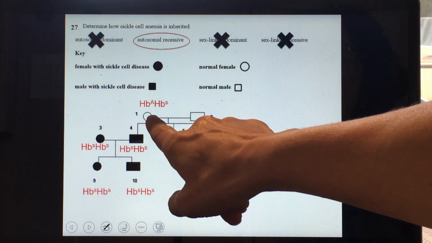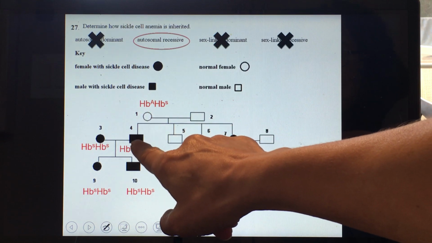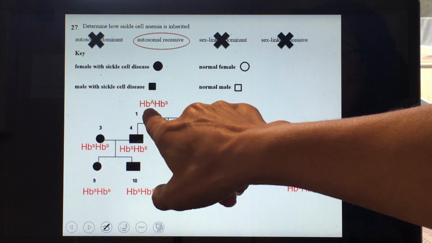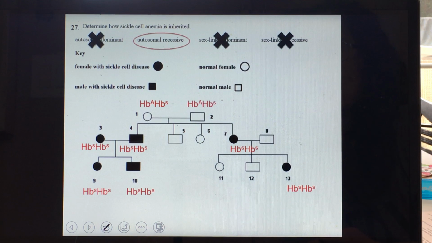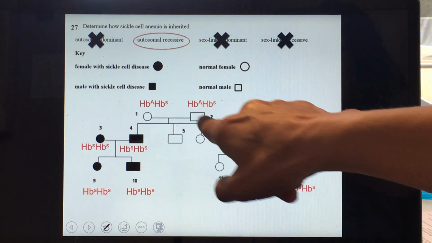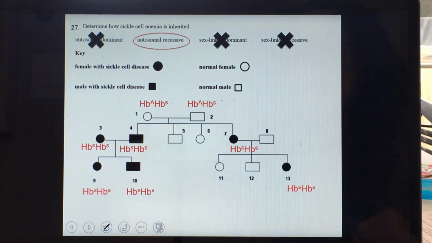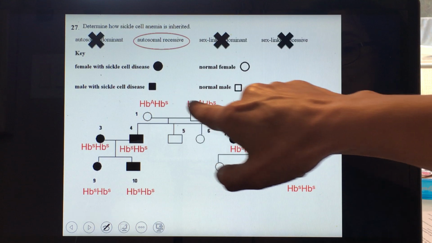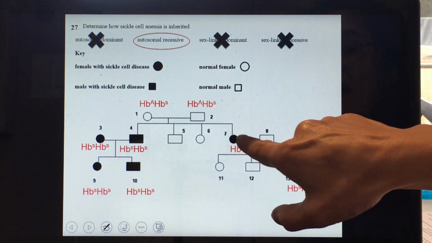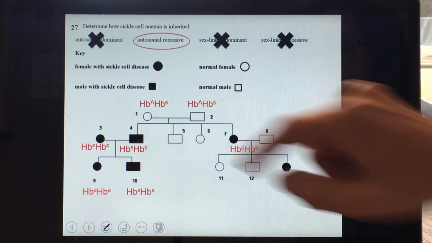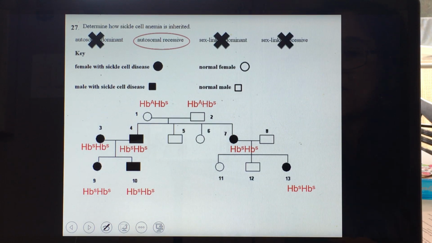This individual would have to be a carrier because she has children with sickle cell anemia, and they must get one recessive allele from each parent. So both parents in this case are carriers. Now, in this case, you can refer to males as carriers because this is not a sex-linked trait. So these two individuals are both carriers because they can pass on the gene, but they don't express the disease themselves.